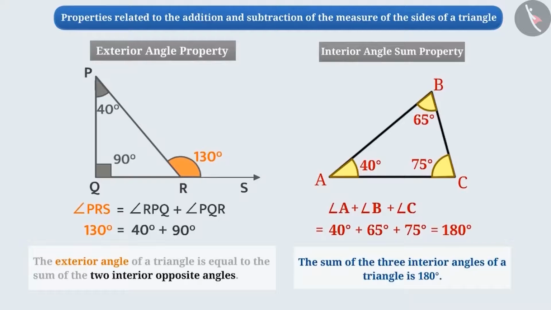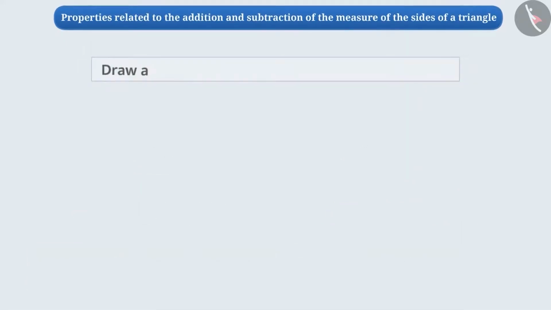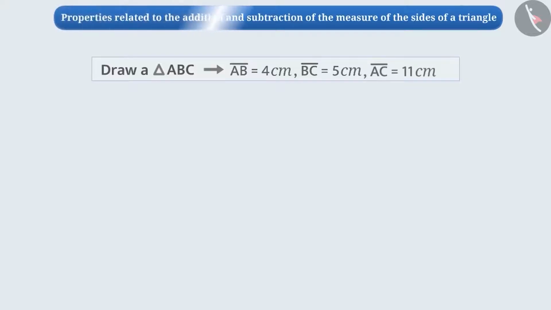In the previous video, we saw properties related to the angles of a triangle. Similarly, there are also properties related to the sides of a triangle. Let's learn the properties related to the addition and subtraction of the measure of the sides of a triangle in this video. Suppose you were asked to draw a triangle ABC, whose sides are AB equal to 4 cm, BC equal to 5 cm, and AC equal to 11 cm.